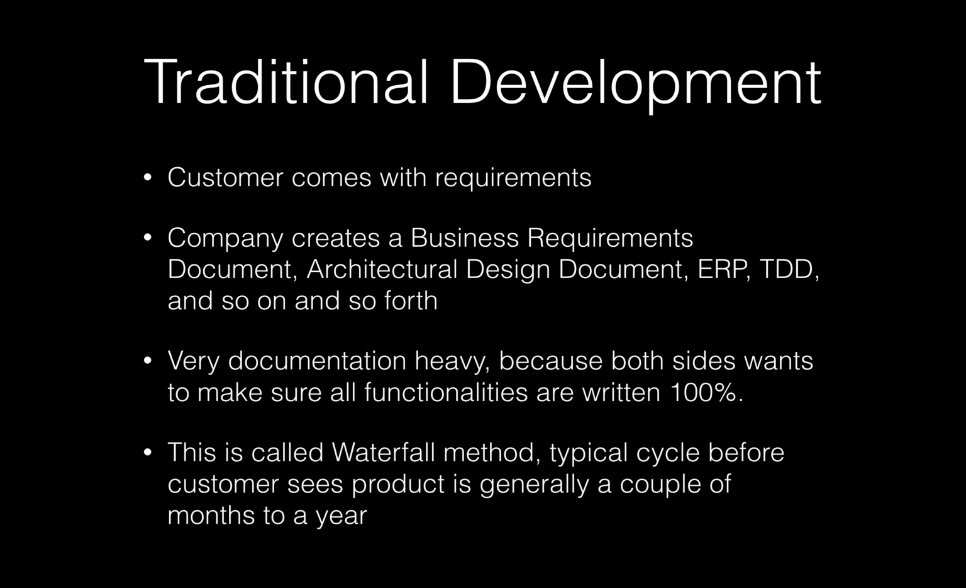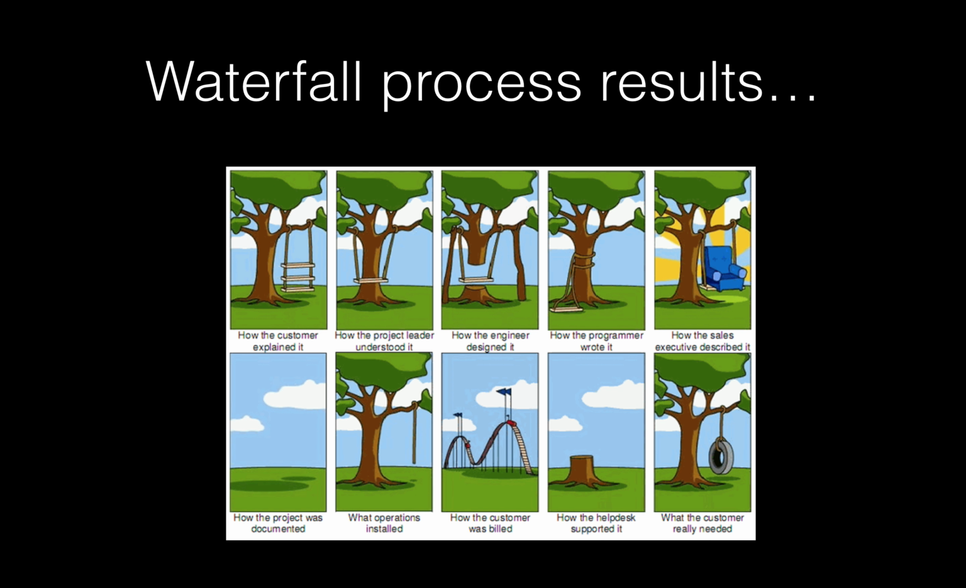And basically what would end up happening is it would be something like this. This is a very typical image that a lot of people show for this. The customer explains it in one way. The project leader understands it a different way. The engineer understands it a completely different way. The programmer writes it a different way, and so on and so forth. So this is a very typical example. And basically what it means is you can never define requirements 100%.